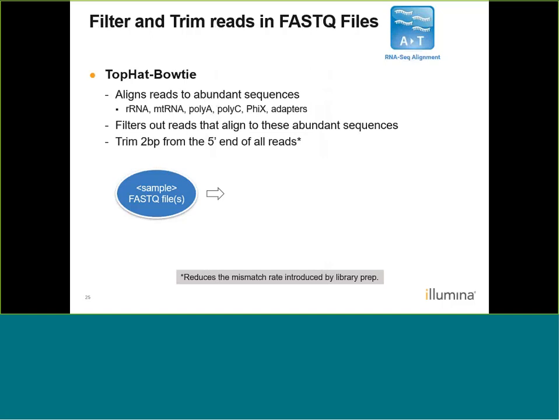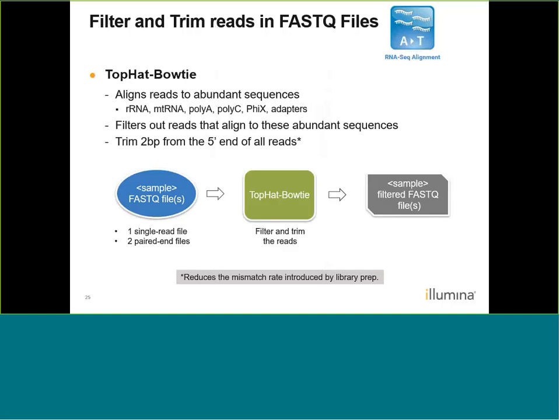And then also we're going to have a trimming step that trims 2 base pairs from the 5' end of all the reads. So you're going to have your sample FASTQ files as input, and you can have your single read files or your paired end files. TopHat Bowtie is going to be used, and we're going to filter and trim against the abundant sequences. And we're going to get our sample filtered FASTQ file. And then these FASTQ files are the ones that will be used in the alignment step.